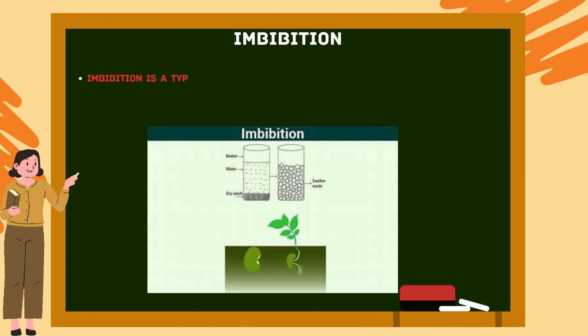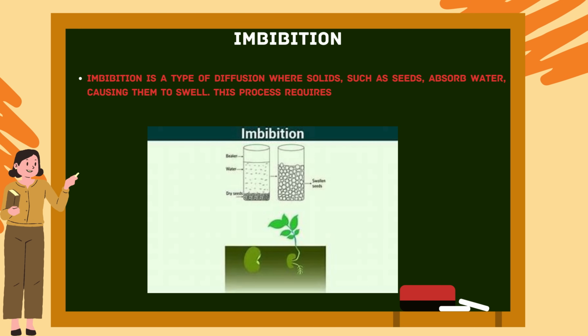Next topic is imbibition. Imbibition is a type of diffusion where solids, such as seeds, absorb water, causing them to swell. This process requires a water potential gradient and an affinity between the absorbing material and water.